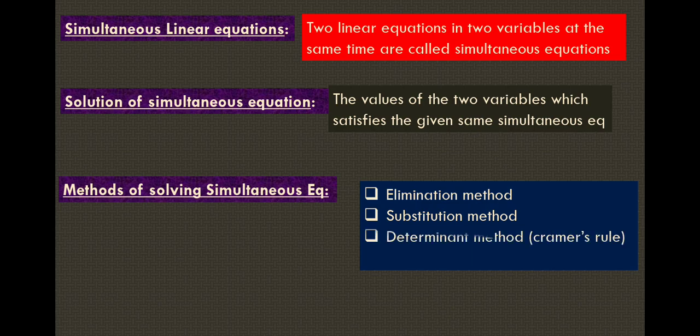Then there is the determinant method, which we are going to learn this year. Cramer's rule is another name for the determinant method. And one more, the graphical method. So these four methods we are going to learn in the 10th standard.